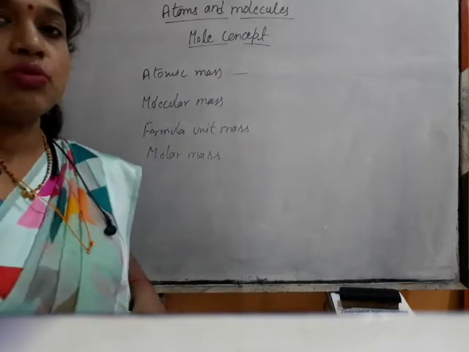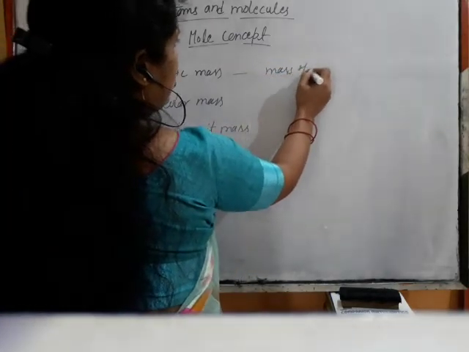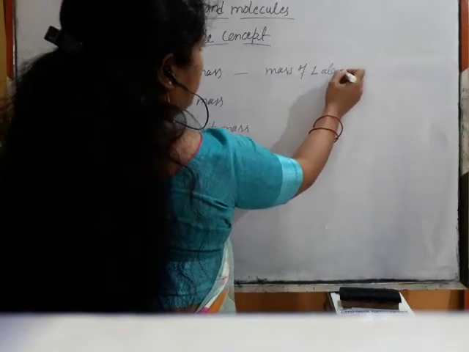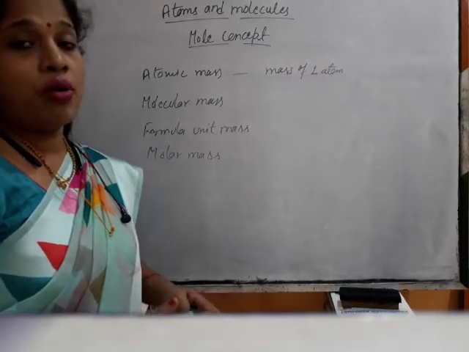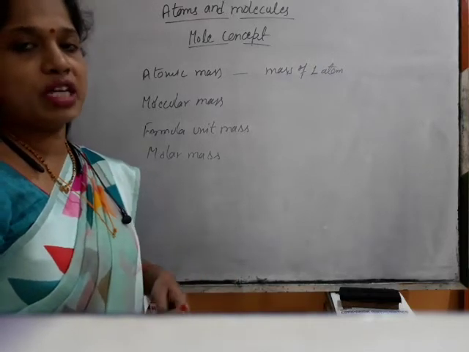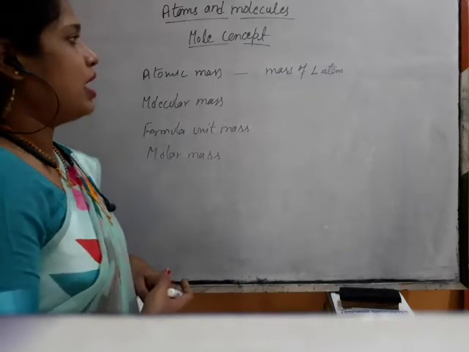So atomic mass is what? The mass of one atom. Mass of one atom of hydrogen, mass of one atom of carbon, mass of one atom of gold, mass of one atom of silver. There are so many things like that.